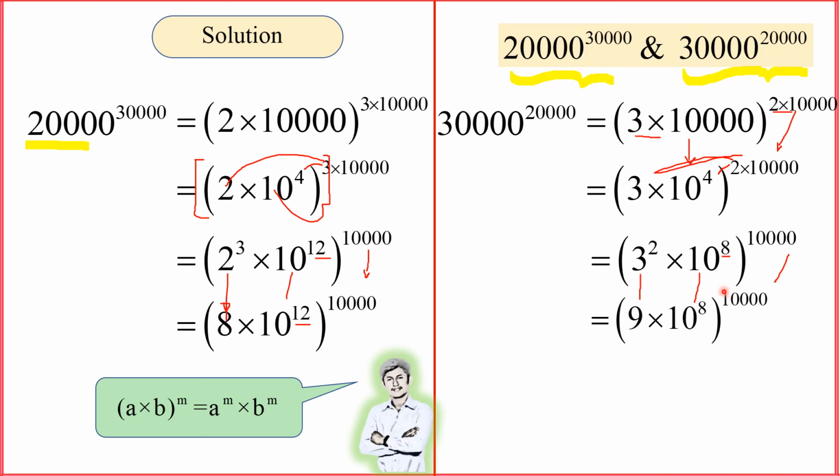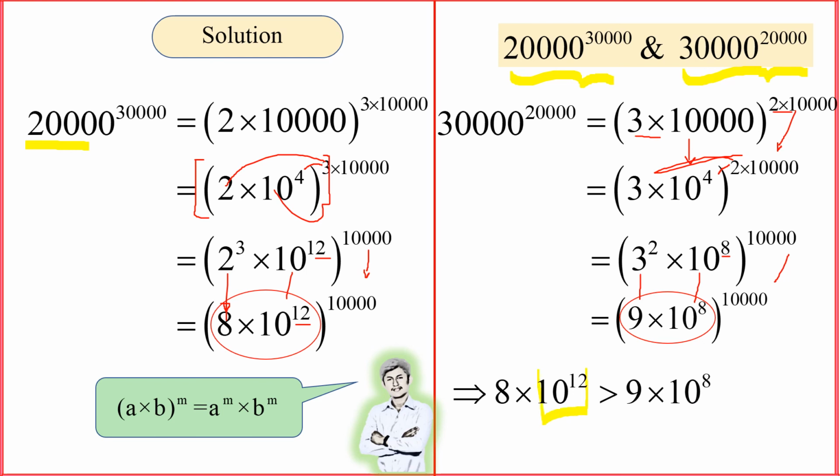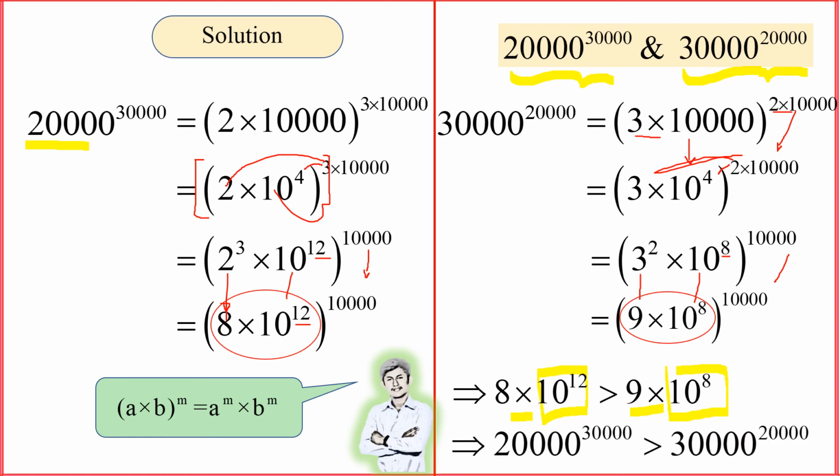Since we know these have the same powers outside, what you're going to do is just compare these two numbers. Seriously, I know that 8 times 10 to the power of 12 is greater than 9 times 10 to the power of 8. It is rational, right? Because this one is 10 to the power of 12, where you get 12 zeros, and this one you get only 8 zeros. So we can easily compare this. This number is greater than this number. So if you put the powers on both sides, you get that 20,000 to the power of 30,000 is greater than 30,000 to the power of 20,000, and that is the answer.